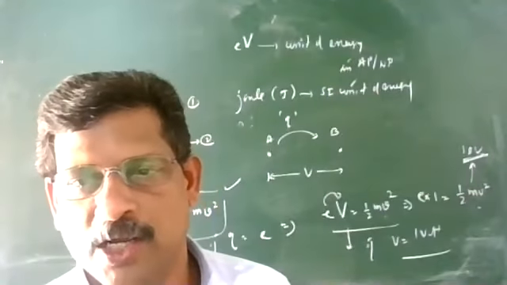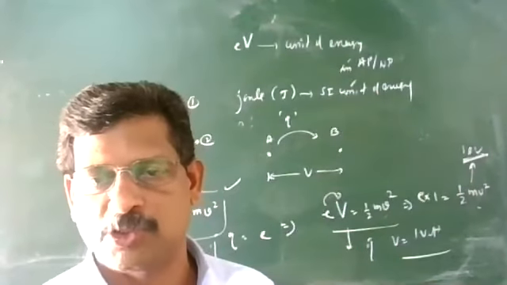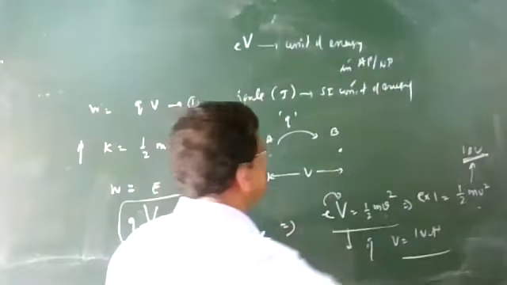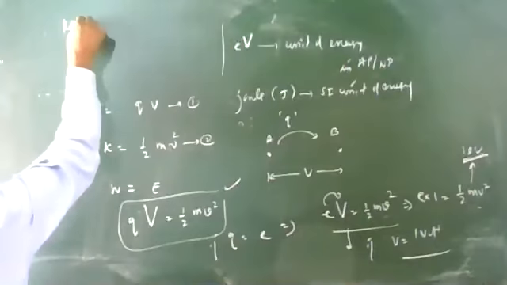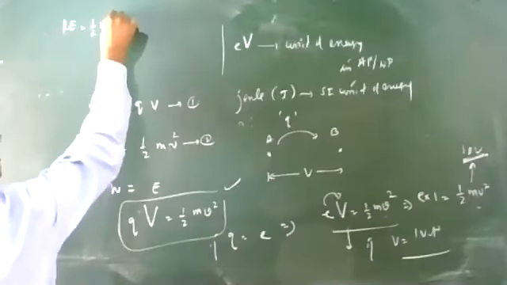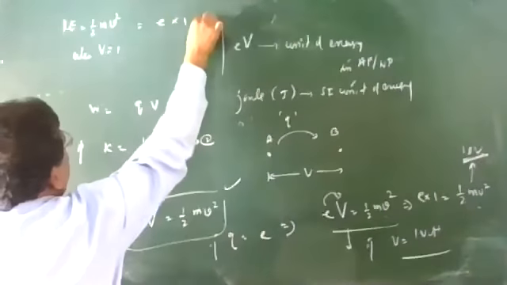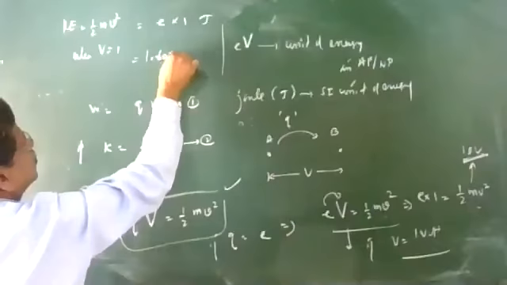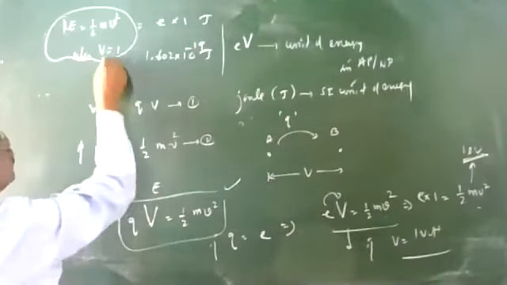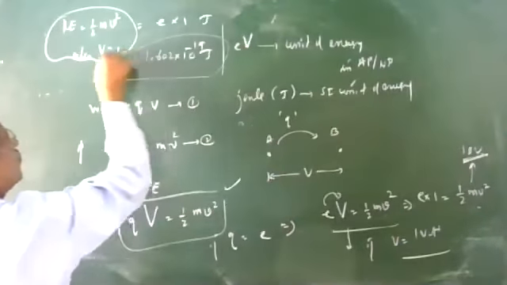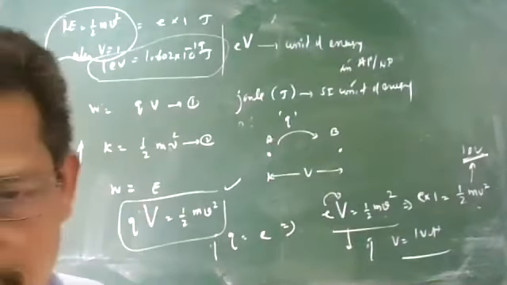So 1 electron volt is the kinetic energy acquired by an electron when it is accelerated through a potential difference of 1 volt. So what is the kinetic energy? Kinetic energy equal to half mv square. When potential difference is 1 volt, it is equal to e times 1 joule. That is 1.60 into 10 to the power of minus 19 joule. This kinetic energy is known as 1 electron volt. 1 electron volt is equal to 1.60 into 10 to the power of minus 19 joule.